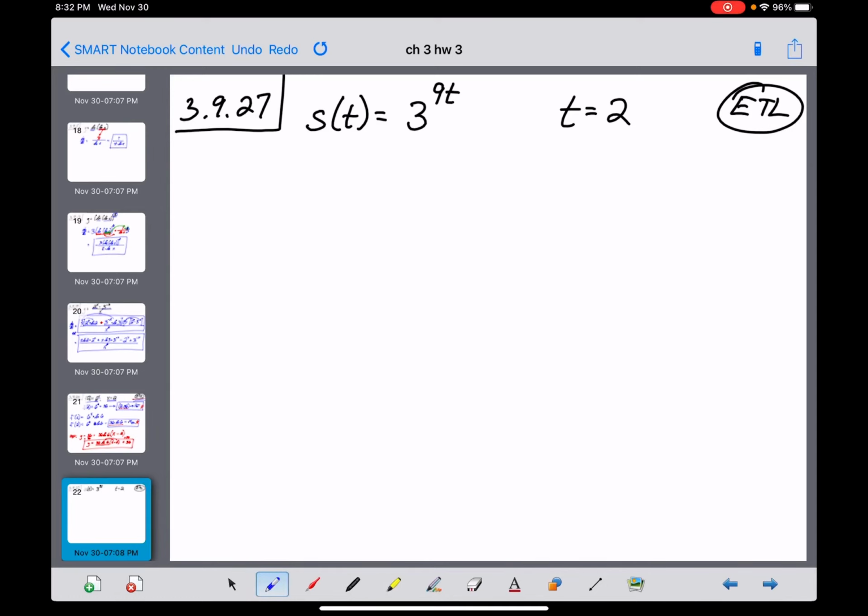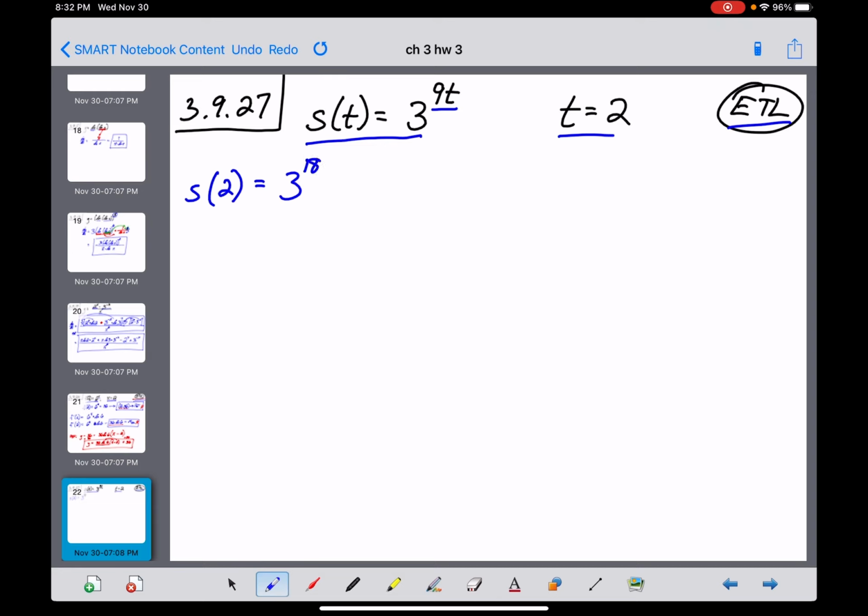Okay, number 27 wants the equation of the tangent line to this curve right here when t is equal to 2. So again, I'm going to do the easy part first. We're going to find s of 2 to get our point of tangency. So that's going to be 3 to the 9 times 2 power, 3 to the 18th.